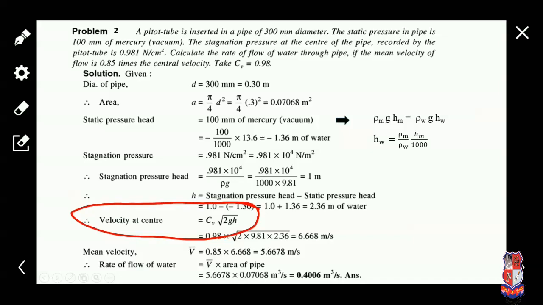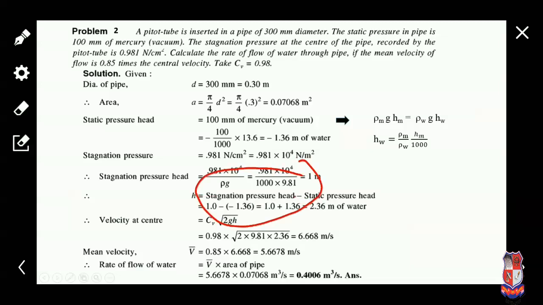So first of all, we have to find the value of small h, the dynamic pressure head. We know that dynamic pressure head is equal to stagnation pressure head minus static pressure head, and these values are given in the data. So the static pressure head is 100 mm of mercury. Here the pressure head is given as a column of mercury, so we have to find it in a column of water.